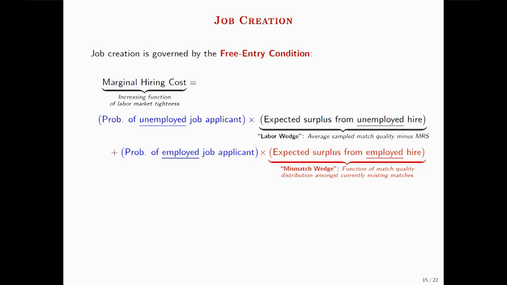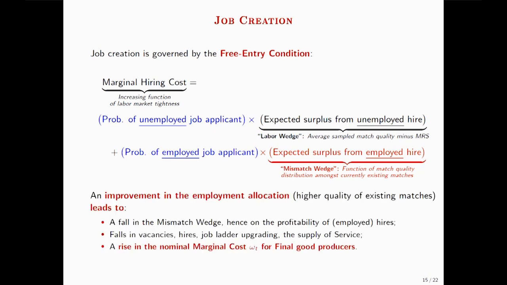is not a function of worker preferences or the unemployment rate. It's only a function of the distribution of match quality amongst existing matches, and it has intuitive properties. In particular, an improvement in the employment allocation, so higher quality of existing matches, leads to a fall in this red term, what we call the mismatch wedge, and hence in the profitability of employed hires.